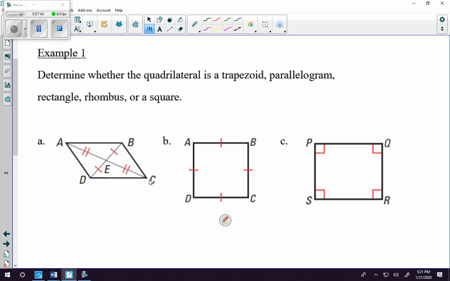So we have to recall all the definitions and properties for the trapezoid, parallelogram, rectangle, rhombus, and square, and be as general as possible. You can't be specific unless we're given that information to allow us to say that it is that special kind of quadrilateral. So for example, if we look at letter A, notice they have just told us that the diagonals bisect each other. Well, here's the question.